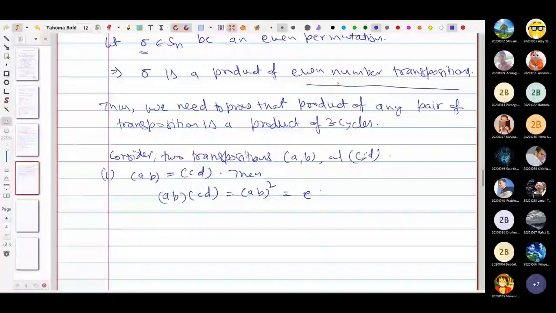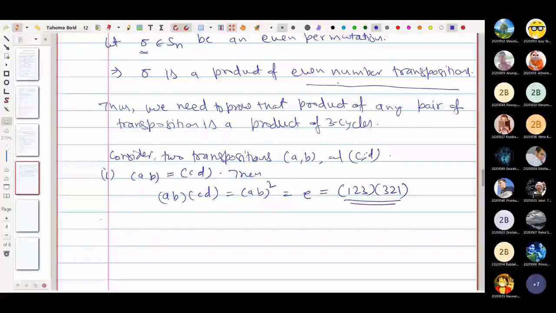So we can write it as (1 2 3)(3 2 1) like this. Here 1, 2, 3 are some symbols, but the identity permutation we can write like this. So this becomes a product of two 3-cycles. All right, the identity also becomes a product of 3-cycles.